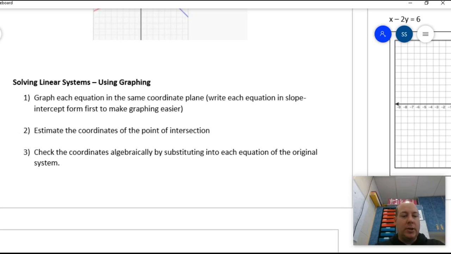Look at where they intersect, and sometimes you might have to estimate a little bit, because if you're not drawing your lines exactly straight or at the exact right point, it might be a hair off. So we're going to estimate the coordinates of the point of intersection and then check the coordinates algebraically by substituting into each equation of the original system. We're just going to verify that our estimate is actually the solution. Okay.